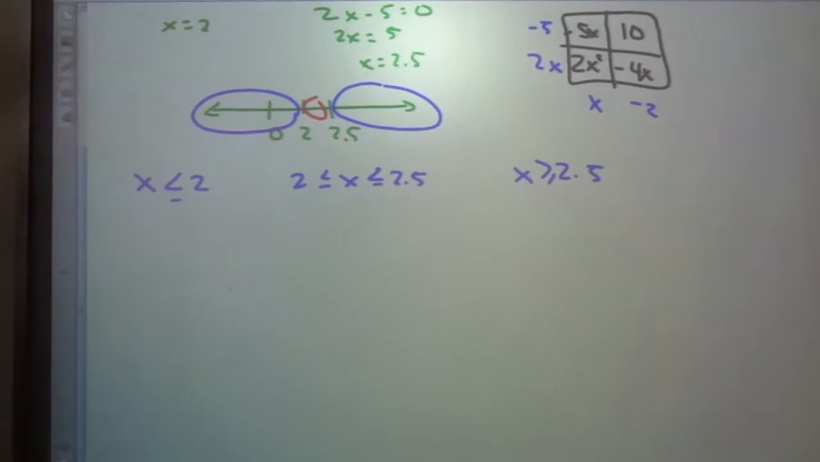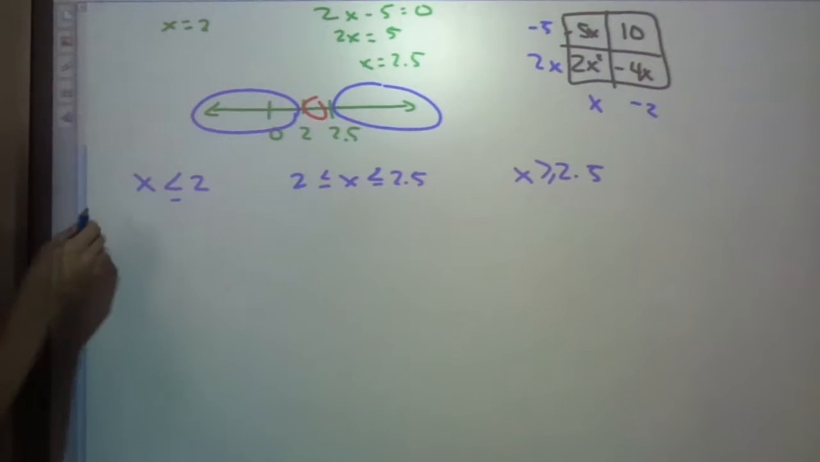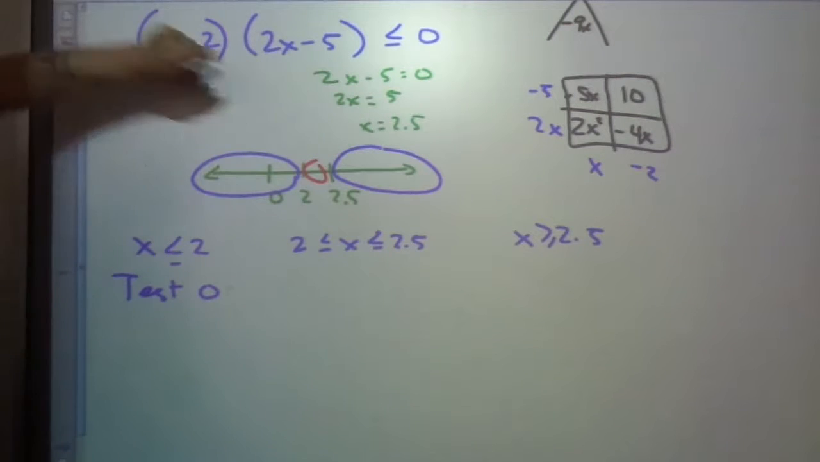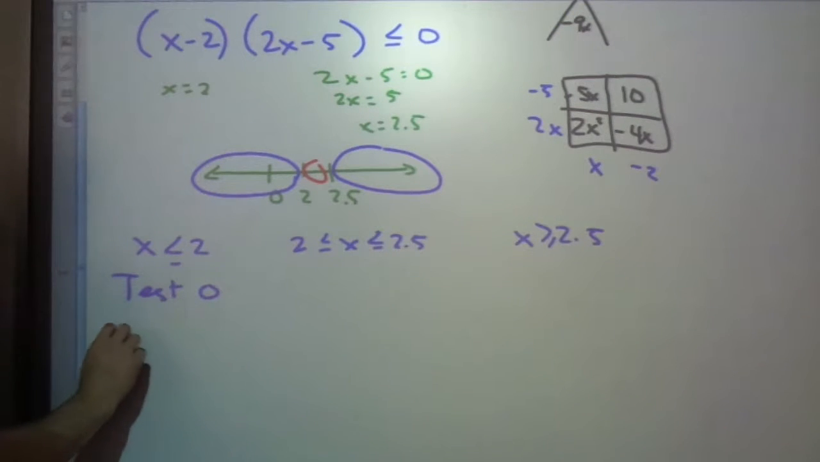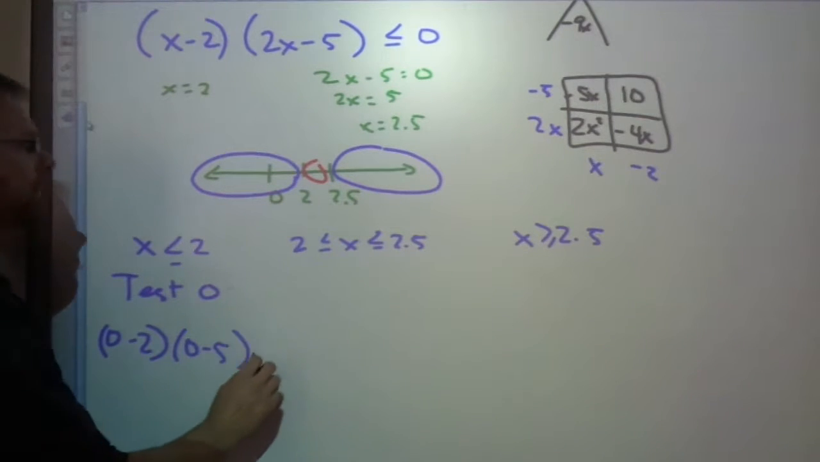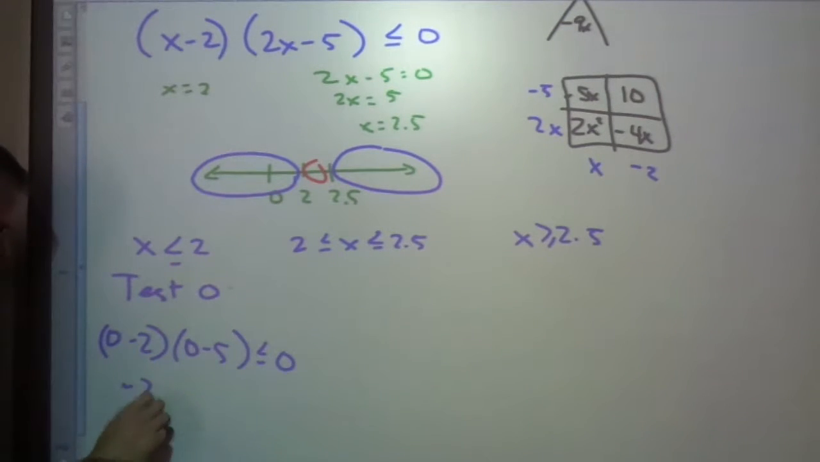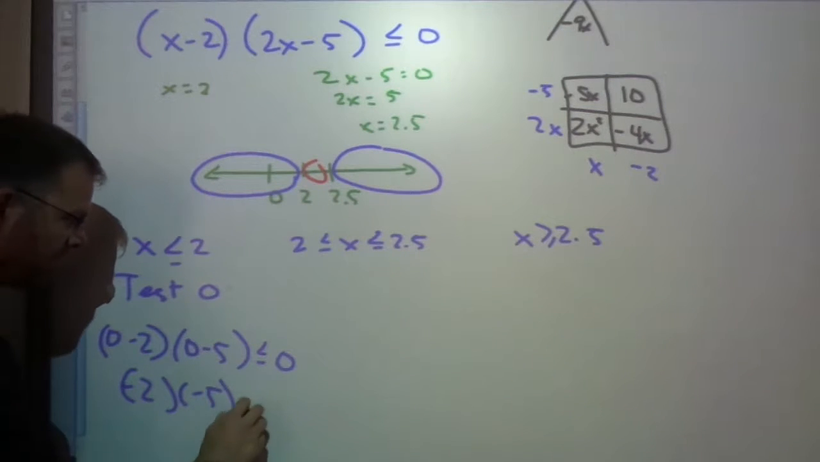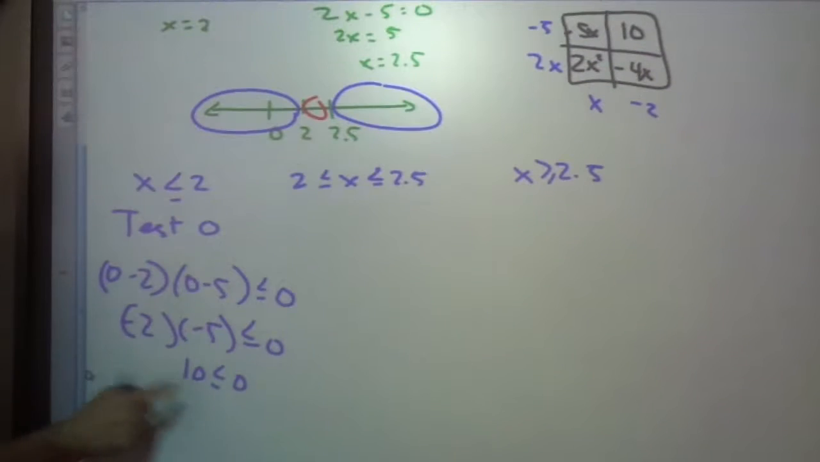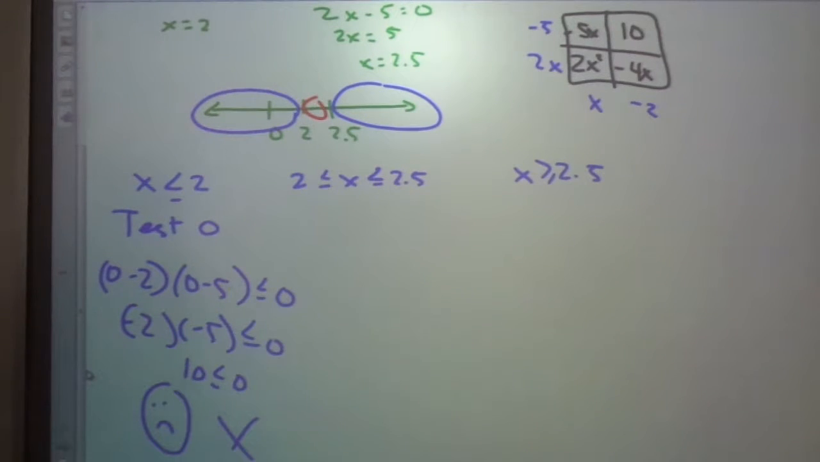So over here, I pick any number that's less than 2. If I get the chance to pick 0, I'm going to pick 0. So I'm going to test 0 here, and I'm going to plug it into this equation. 0 minus 2, and that's going to make it 2 times 0 minus 5. So that's going to be negative 2 times negative 5, which is 10. Now, is 10 less than 0? No, so this doesn't work. It does not work.